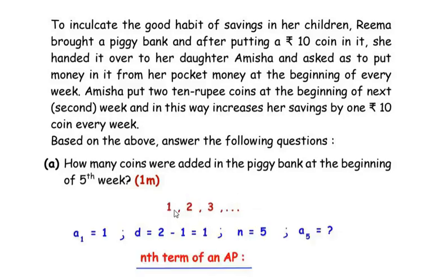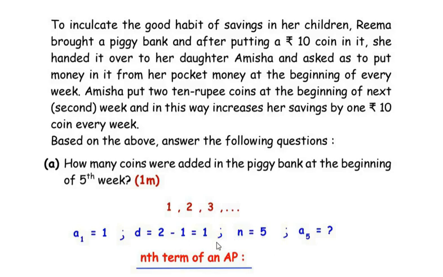So the sequence is, in the first week 1 coin was added by Reema. In the second week 2 coins were added by Amisha. In the beginning of third week 3 coins were added by Amisha and it goes on. So the first term of the sequence becomes 1. Common difference is going to be the second term minus the first term. So 2 minus 1 gives us 1. Now we have to find out how many coins were added at the beginning of 5th week. So n is going to be 5 and we need to find out a5.